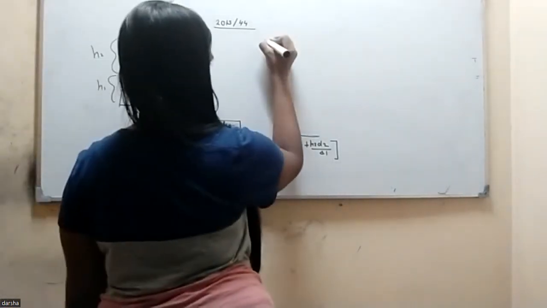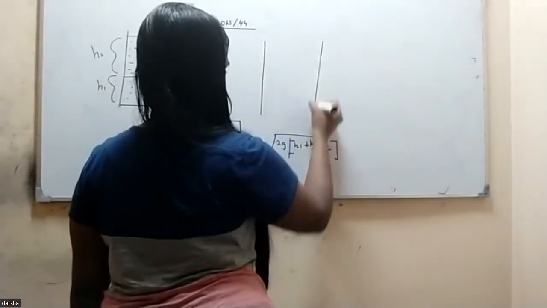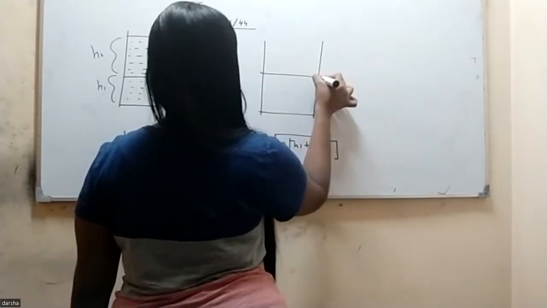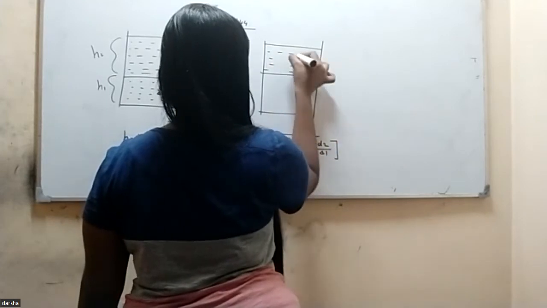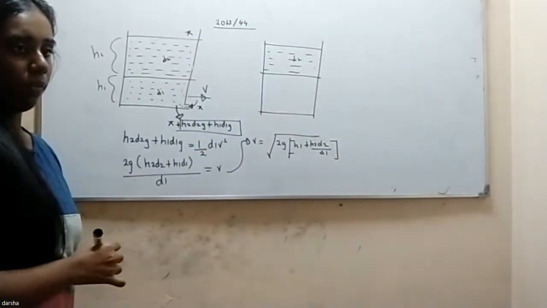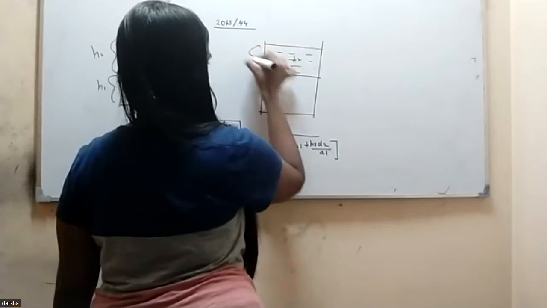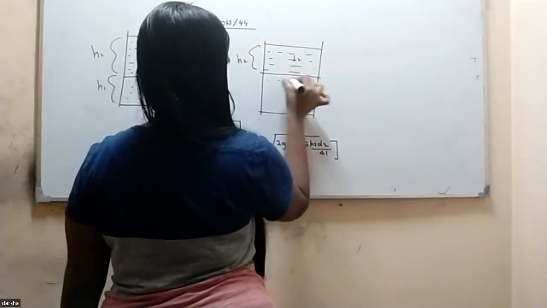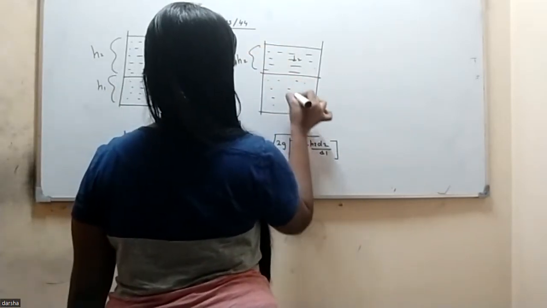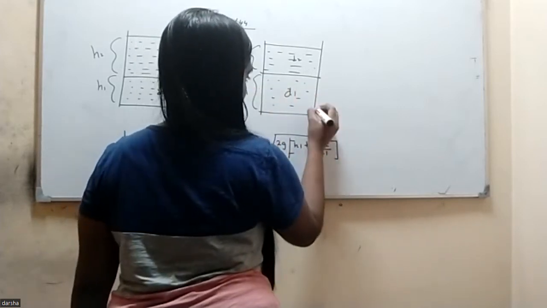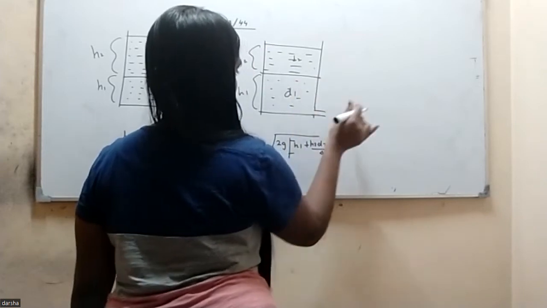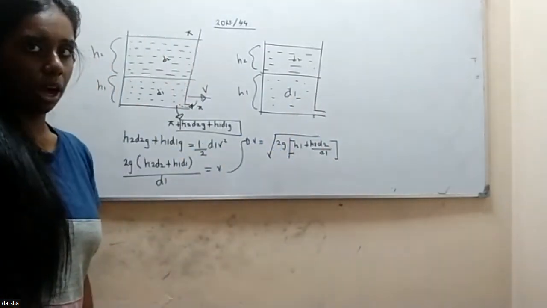So let's take this as our tank. We have two liquids. This liquid is of density D2, with height H2. This liquid is of density D1, with height H1. Now what is happening? From this particular hole, the liquid is flowing out.